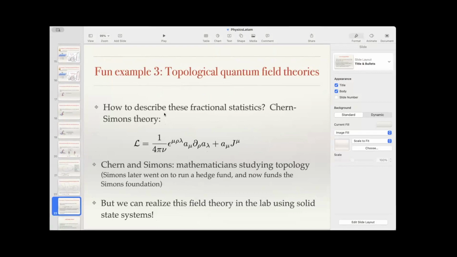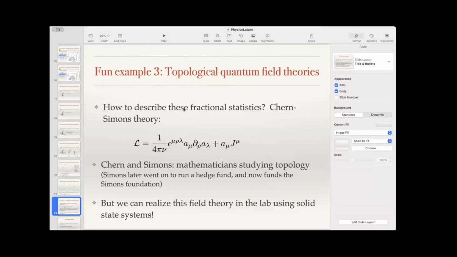And so, how do you describe these fractional statistics? Well, there is an effective field theory description that captures them very well, and it's called Chern-Simons theory. As I said, you can also think of it as an effective theory that gives you the right conductivity. I won't go through the derivation today, but ask me about it if you're curious. This is an example of what we call a topological quantum field theory. So here's the action.